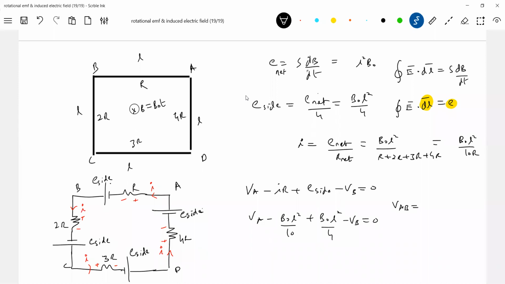Anybody give value B naught L square? 1 by 10 minus 1 by 4. 3 by 20. Minus 3 by 20.